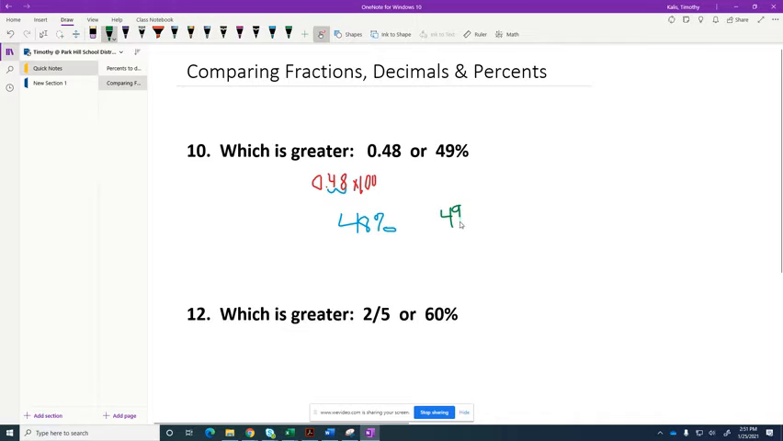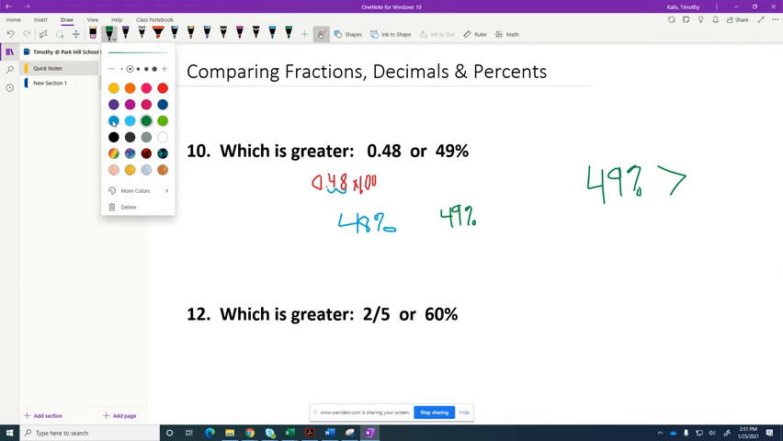Therefore, we can conclude that 49% is greater than 48 hundredths.